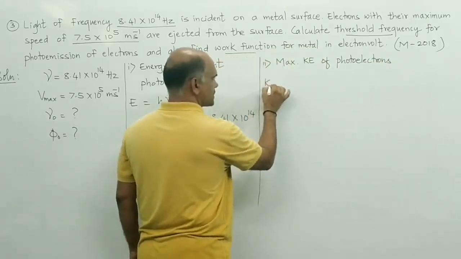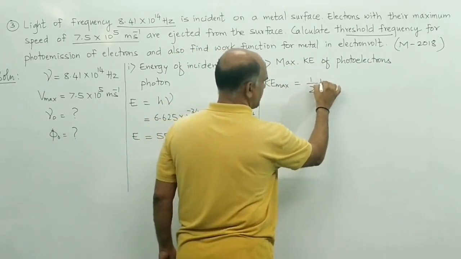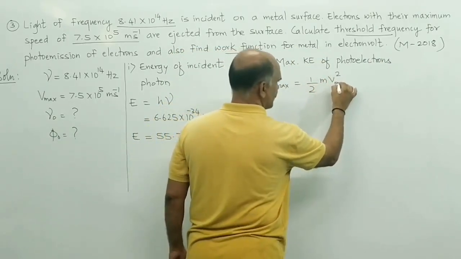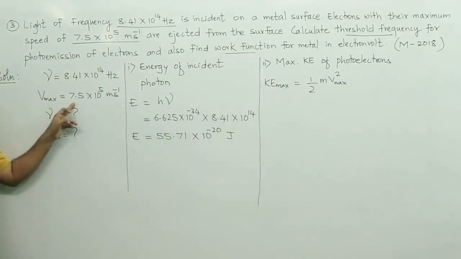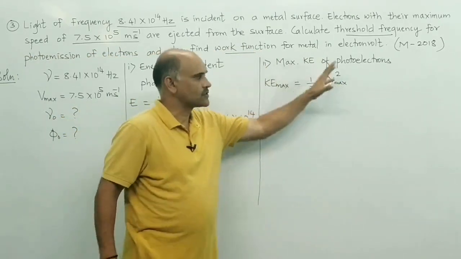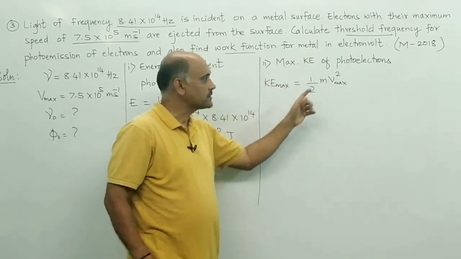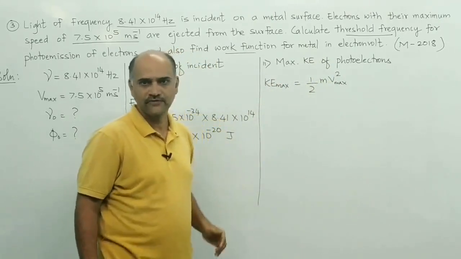So KE max is equal to half mv square, where v is maximum. So Vmax he has given. He will be giving m also here, because of space shortness I have not written m. So m in last problem we have used.